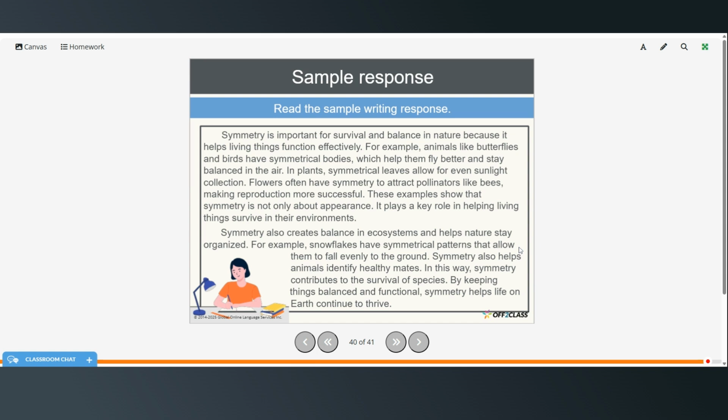For example, snowflakes have symmetrical patterns that allow them to fall evenly to the ground. Symmetry also helps animals identify healthy mates. In this way, symmetry contributes to the survival of species. By keeping things balanced and functional, symmetry helps life on Earth continue to thrive.